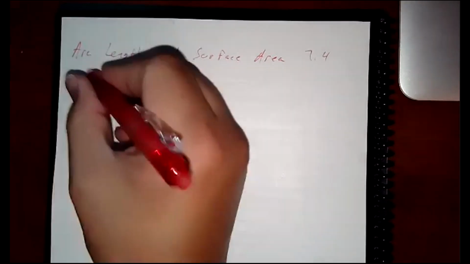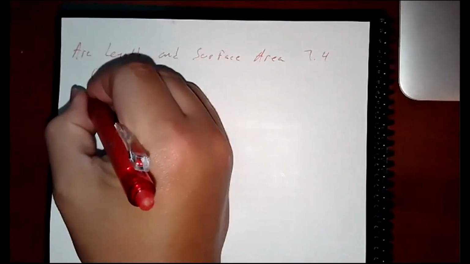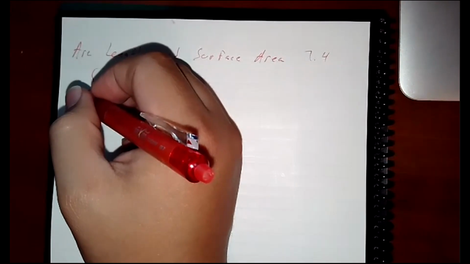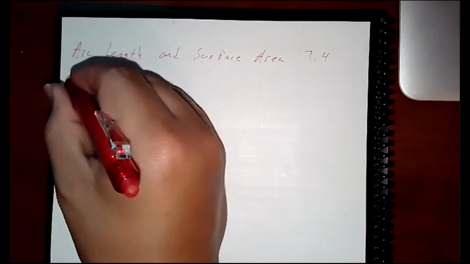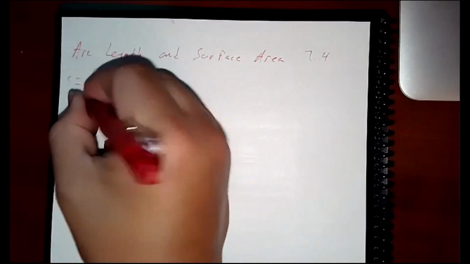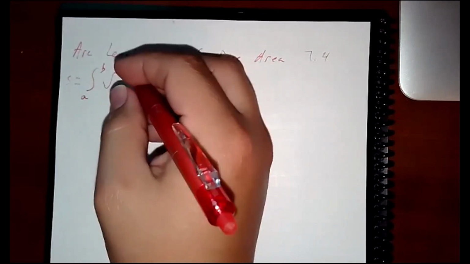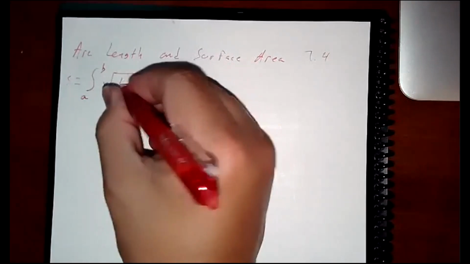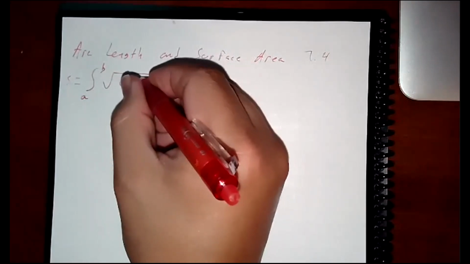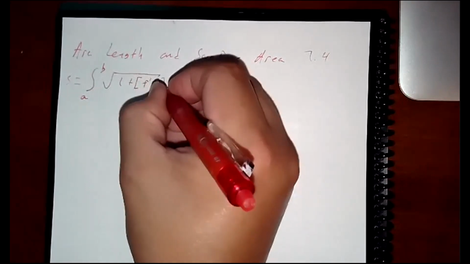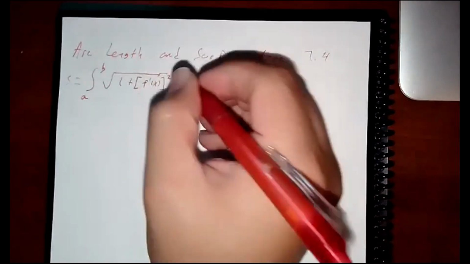Oh yeah, use the arc length. All you really have to do is use this formula. So S is equal to the integral from a to b of the square root of 1 plus the derivative squared dx.